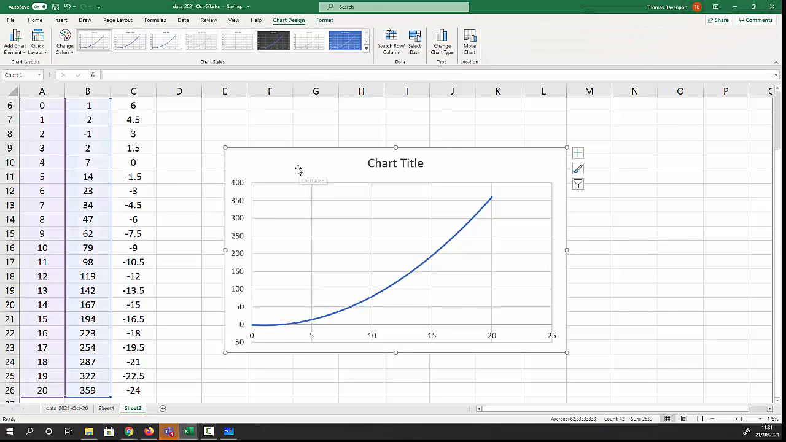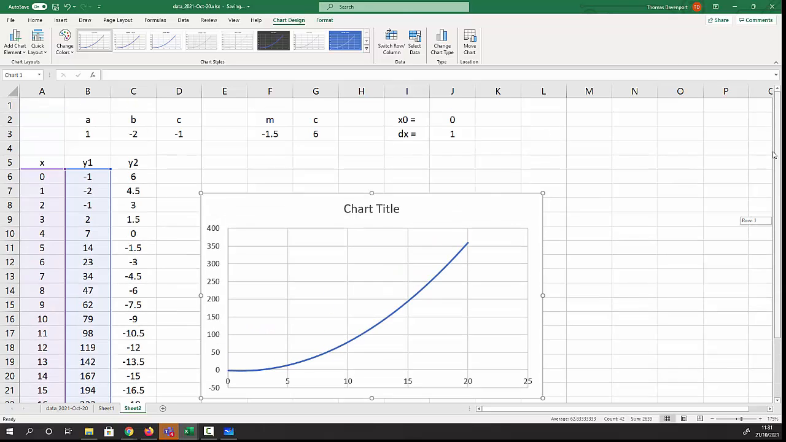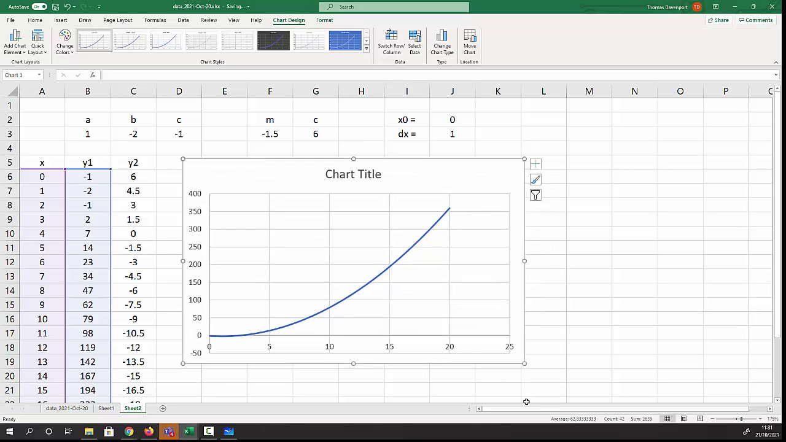Okay, there's my quadratic, so let's just move up the page a bit. Come on mouse, where are you? And make that a bit bigger as we have the space.